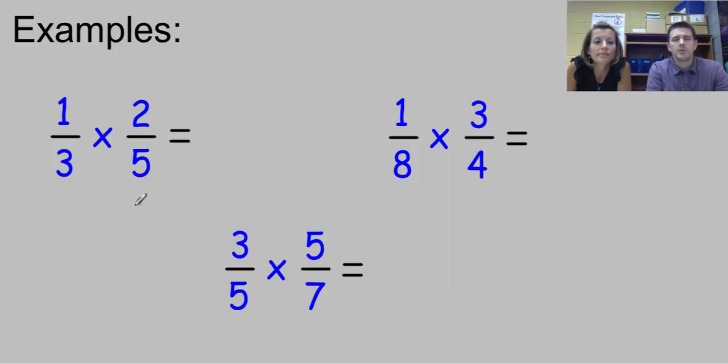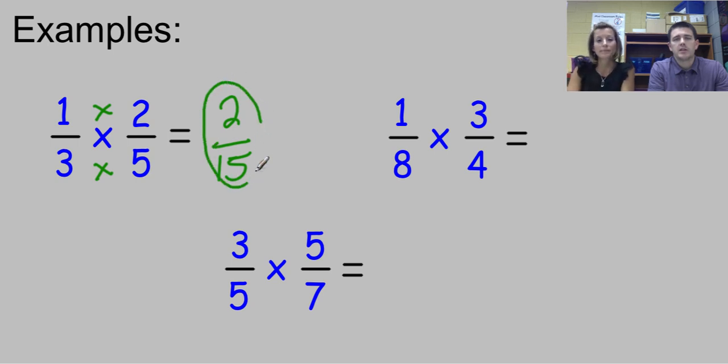All right, so let's try a couple together. Start with 1/3 times 2/5. Again, like Mrs. King said, top times top, numerator times numerator. 1 times 2 is 2. Bottom times bottom, 3 times 5 is 15. In this case, 2 and 15 don't have any common factors other than 1, so it's in simplest form already.